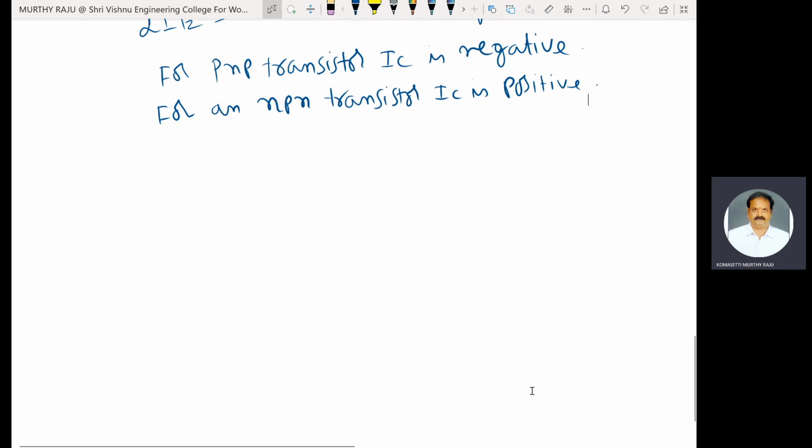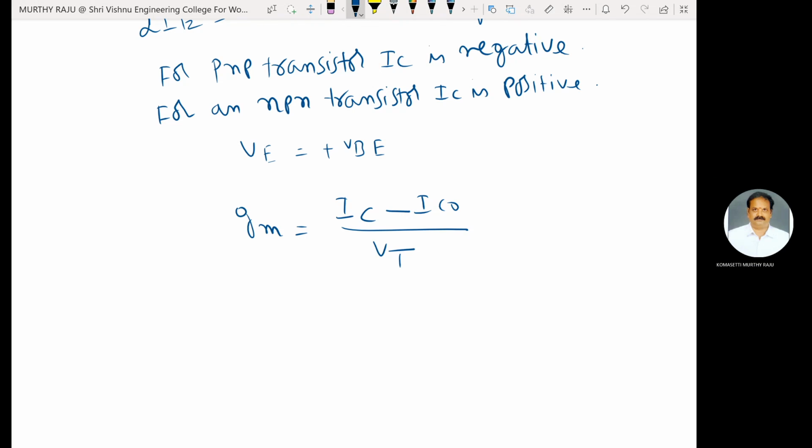Therefore, from the foregoing analysis, with VE equal to plus VBE for an NPN transistor, GM is equal to IC minus IC naught by VT, since IC is positive for an NPN transistor. IC is far greater than IC naught.